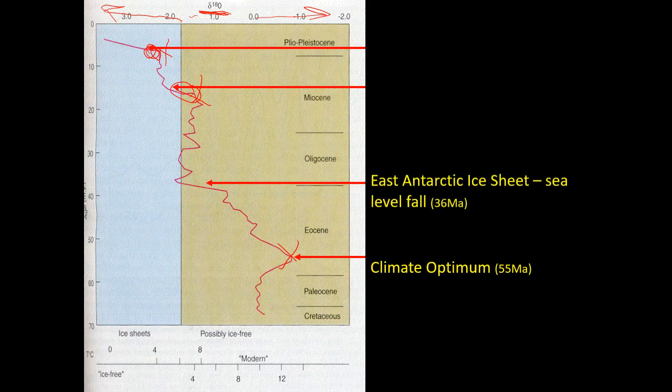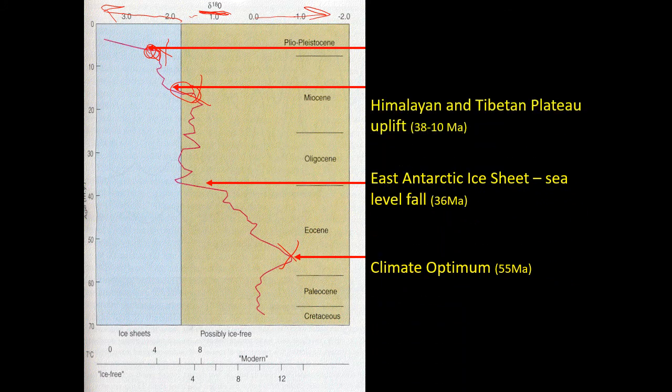Climate optimum in the Eocene, East Antarctic ice sheet, Himalayan Tibetan Plateau, Isthmus of Panama, and then shortly after that we start seeing ice sheets in Greenland because we've cooled off that northern hemisphere.